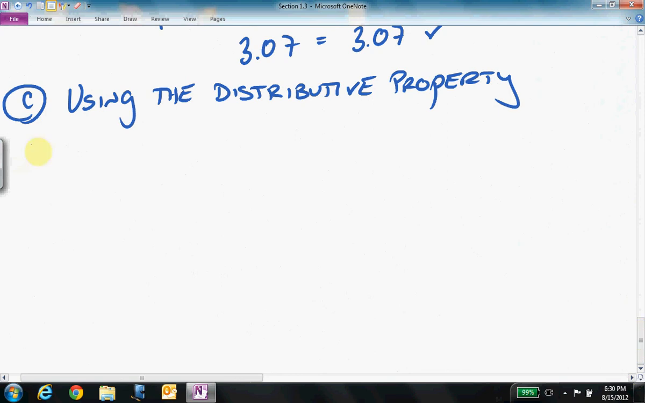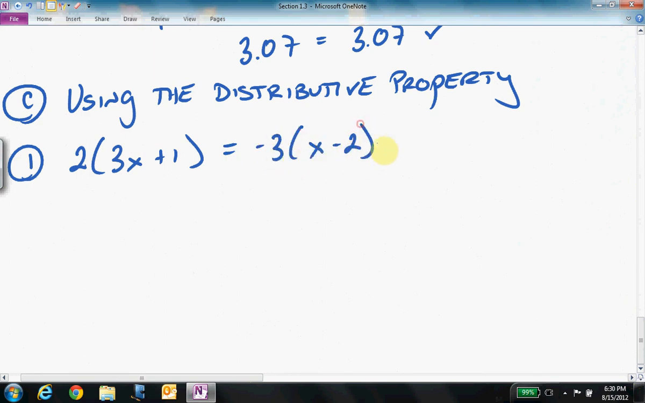Alright, so this will be a little bit of a review as well. So we've got 2 times the quantity, 3x plus 1, is equal to negative 3 times the quantity x minus 2. First thing, we can see all there is to do on the left side of the equation, all there is to do on the right side of the equation is to distribute.